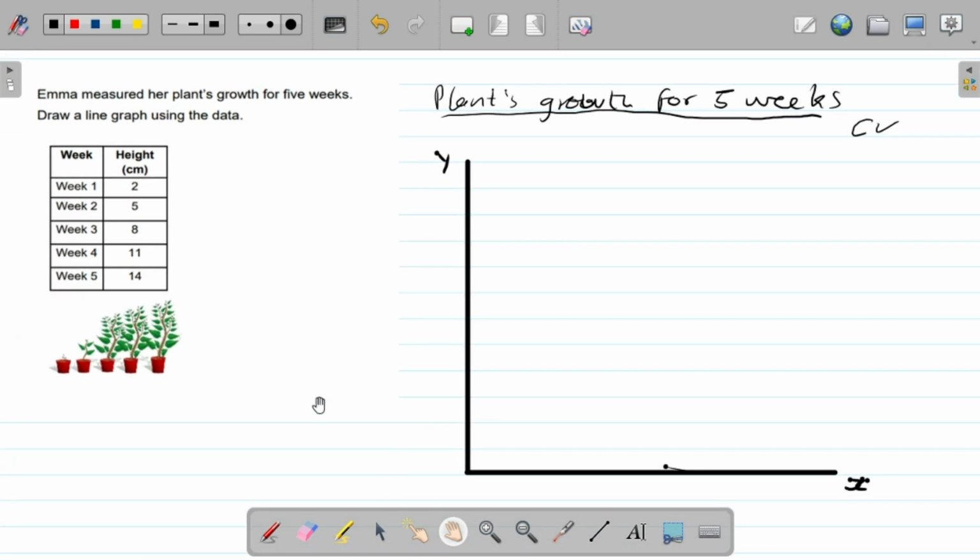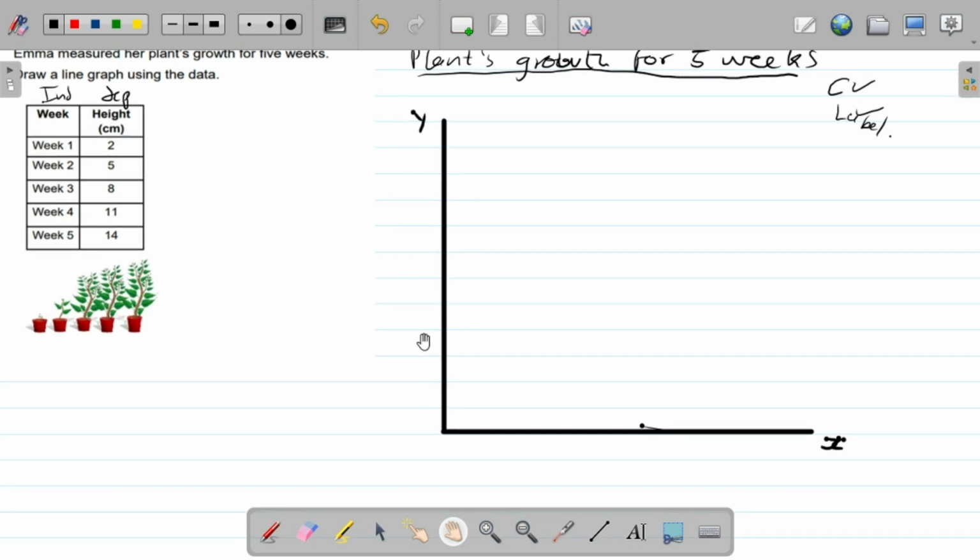Now, which variable goes on which axis? The second mark that you're going to get is for labeling. So we need to know how to label our graph. Remember, this is the independent variable and this is the dependent variable. The dependent variable goes on the y-axis and the independent variable always goes on the x-axis. I always write this to my children so that they don't forget.